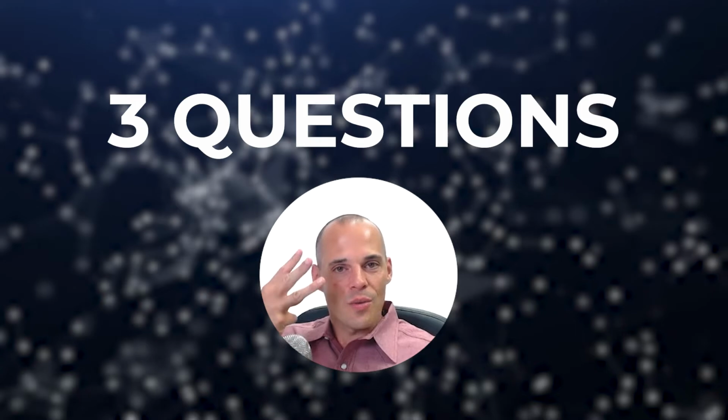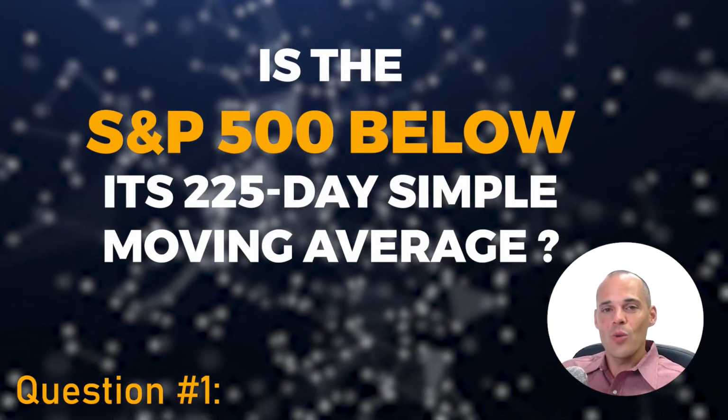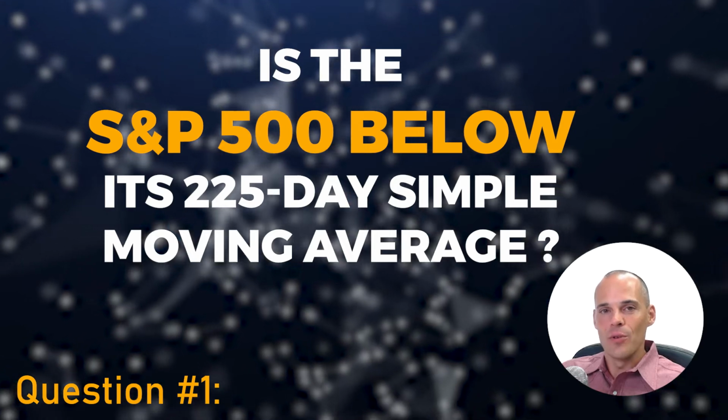So here's how you do this market condition test. You simply answer 3 questions. Question number 1, is the S&P 500 below its 225-day simple moving average?